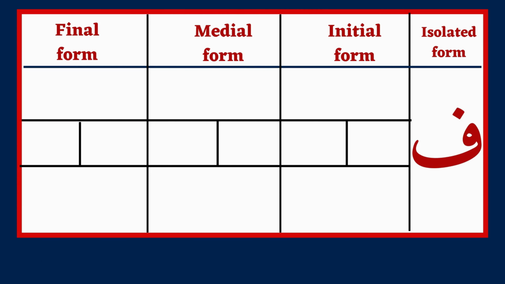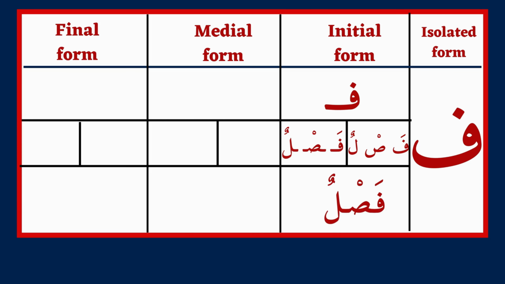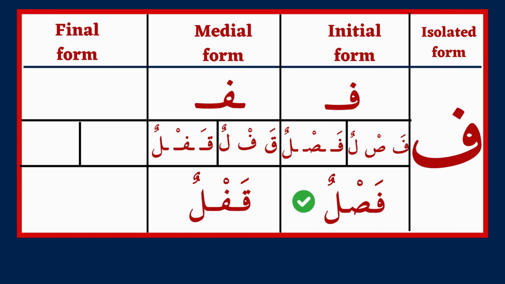Fa accepts joining from both the right and left sides also. Notice how we write it here. You get it? In the middle of a word, observe how we write it too. You get it? When fa is in final form, it is written this way.